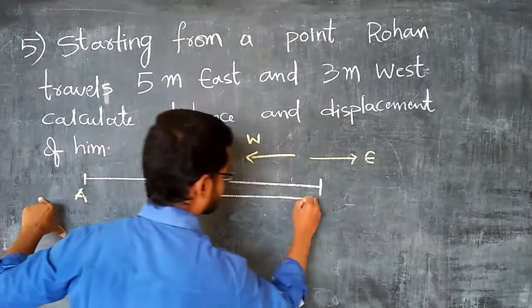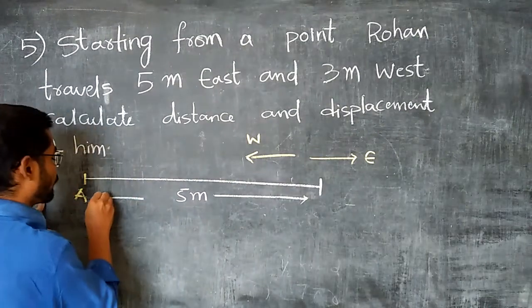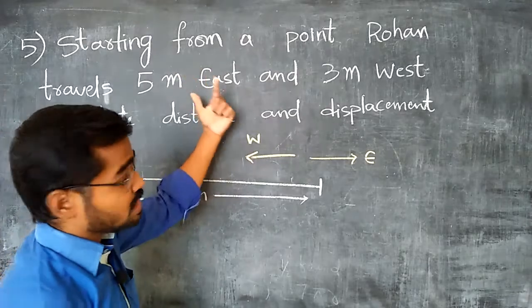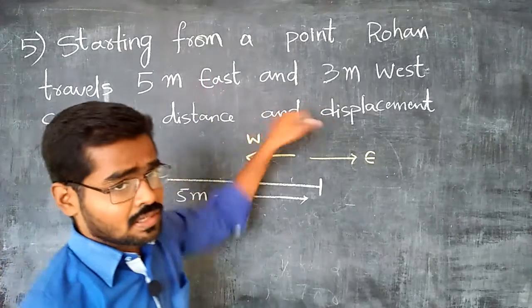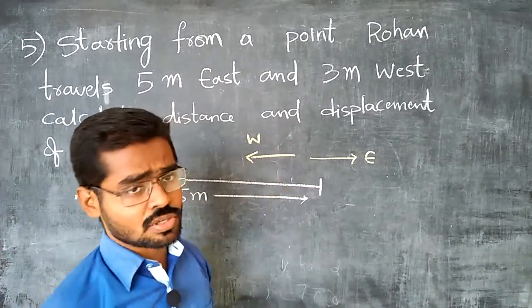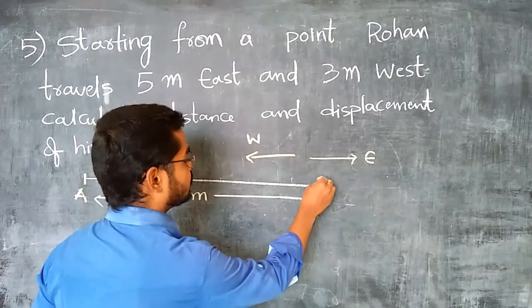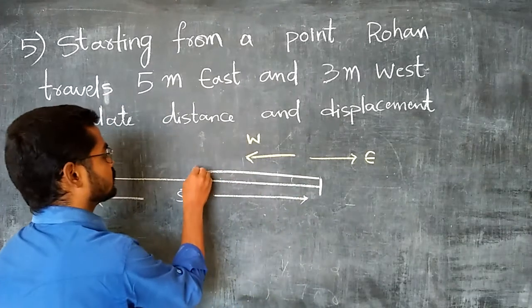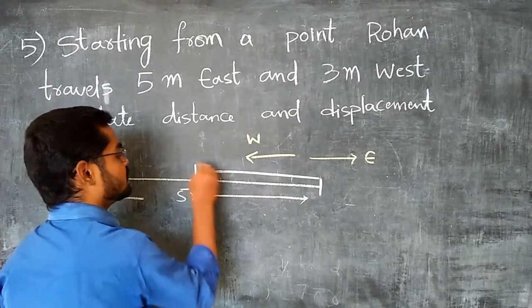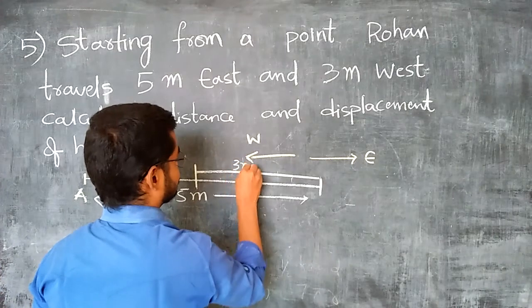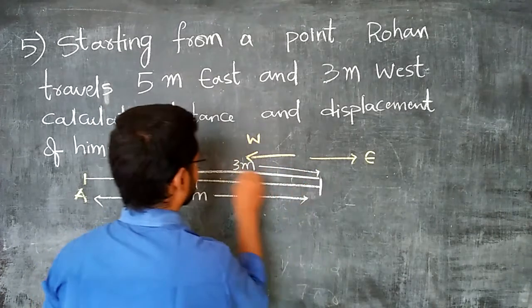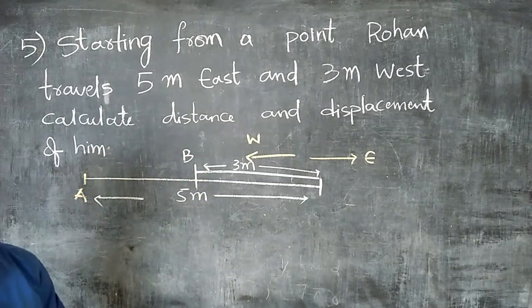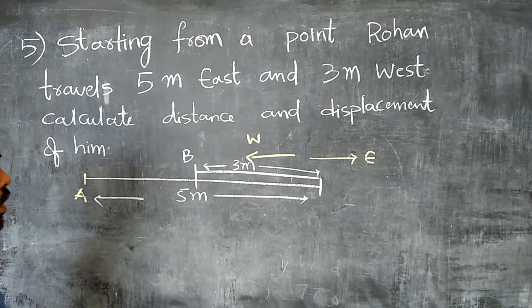That means in the east he has covered a path length of 5 meters. Next he turns back, that means he is traveling in the west. So to travel from east to west he has to take a turn, and after taking the turn he will travel 3 meters in the west direction. Now this is the end point. What is the distance and what is the displacement of Rohan?